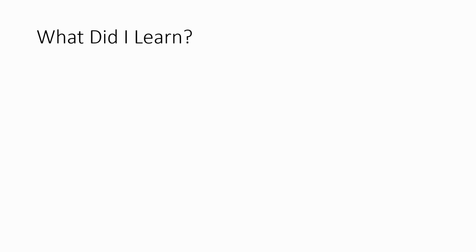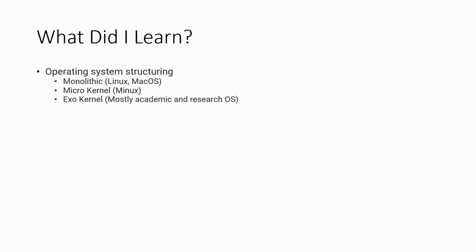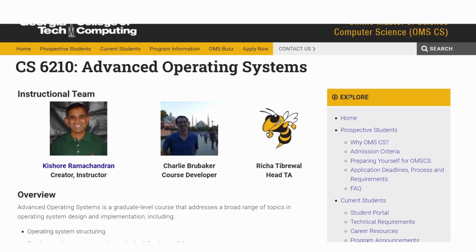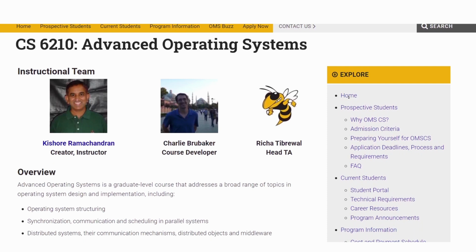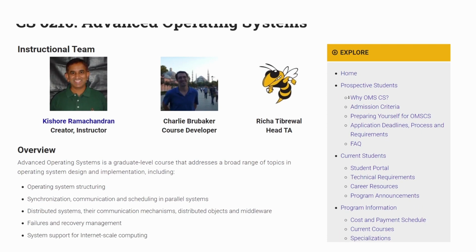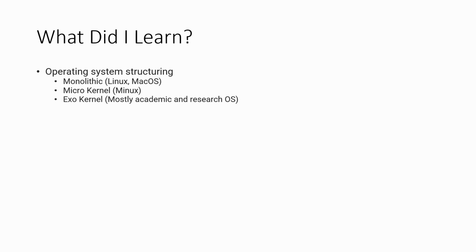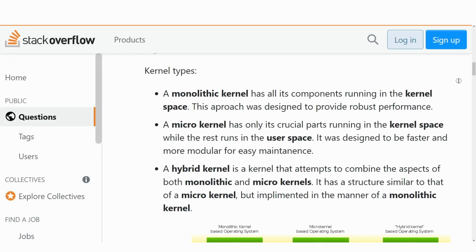So what did I learn in that class? The class is divided into four or five big topics. The first topic, we started on learning about operating system structure. This would be the way an operating system is organized. So the three main structures we studied, the first is the monolithic structure.